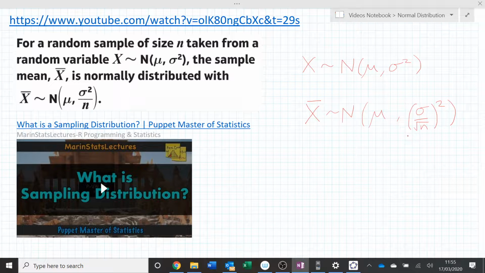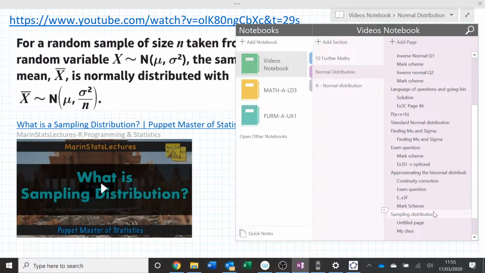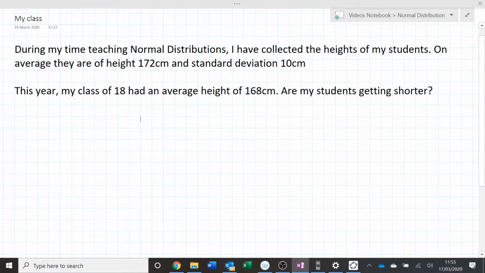If I took 4 people and found their average, I think that their height might be slightly further away from the average of everyone. So what does this mean? Well, what it means is I can use hypothesis testing to find out if some sample is representative of the population. Let me give you a slightly more intuitive example.